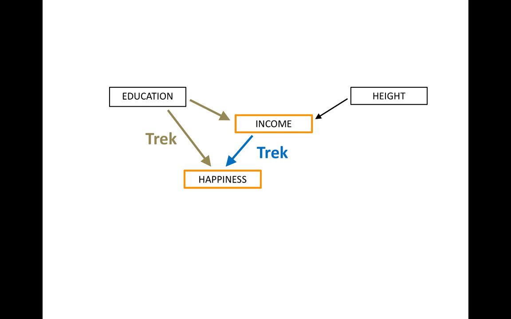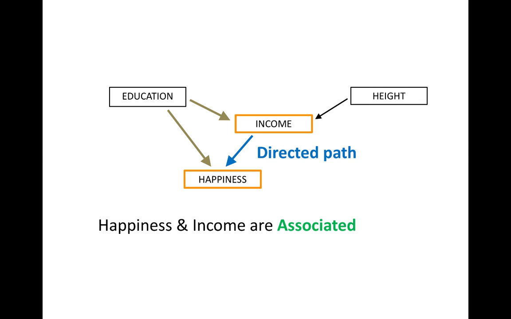Generally, only treks produce association between two variables. Both treks between happiness and income produce association. And this is, by the way, the reason that association is not causation. If we know that two variables are associated, all we know is that there is a trek between them, but not what kind of trek: a directed path, which is causation, or a common cause.